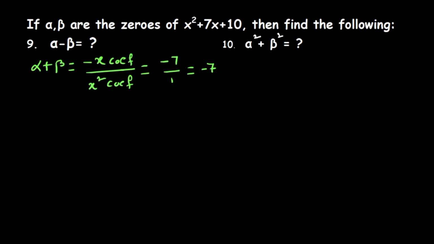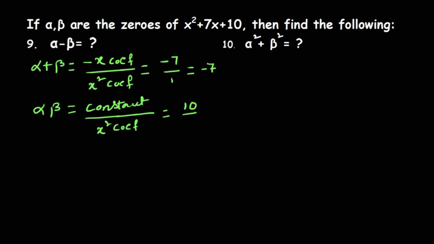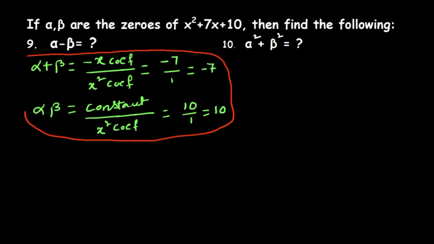And what is alpha into beta? That is constant by x square coefficient. What is the constant in this? That is 10 and the x square coefficient is 1. That equals 10. These two are important for the whole set of problems we are going to discuss in this module. Just keep it in your mind. Alpha plus beta equal to minus 7, alpha into beta is plus 10.